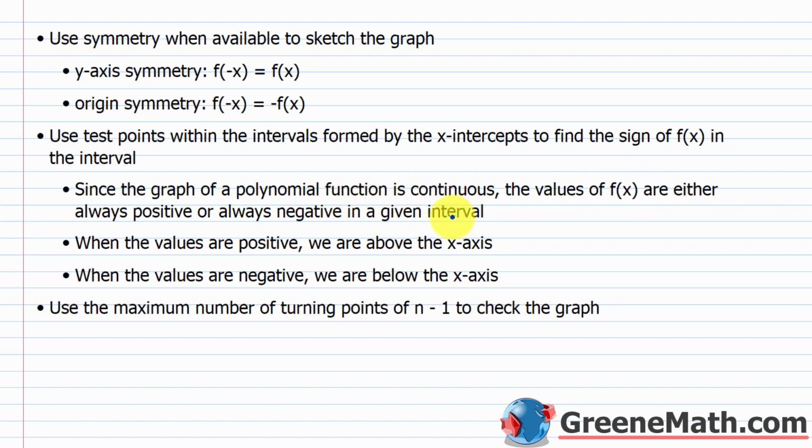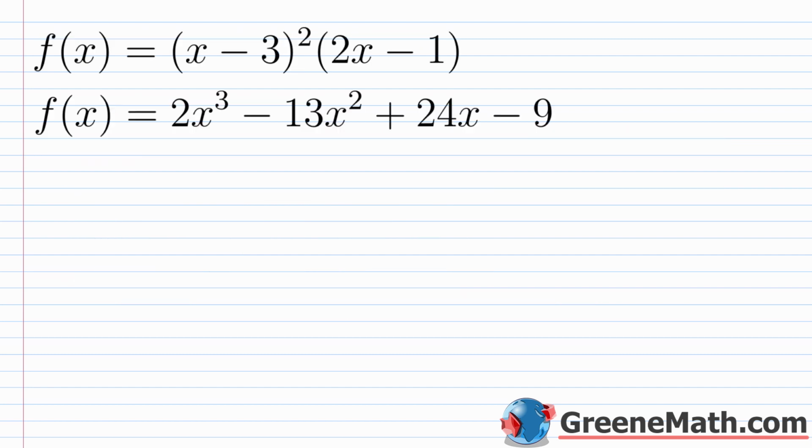What do I mean by that? Well, the interval you're creating is going to be between the x-intercepts. So we're not going to have a y value of 0 unless we're on an x-intercept. So if you're between those x-intercepts, you're either above the x-axis or you're below the x-axis, again, because the function is continuous. So when the values are positive, we are above the x-axis, right? The y values are positive there. When the values are negative, we are below the x-axis. Again, the y values are negative there. Then you can use the maximum number of turning points of n-1 to check the graph. Remember, it doesn't have to have n-1 turning points, but that's the maximum number that it can have. So if you have a function with a degree of 5 and you have 7 turning points, you did something wrong.